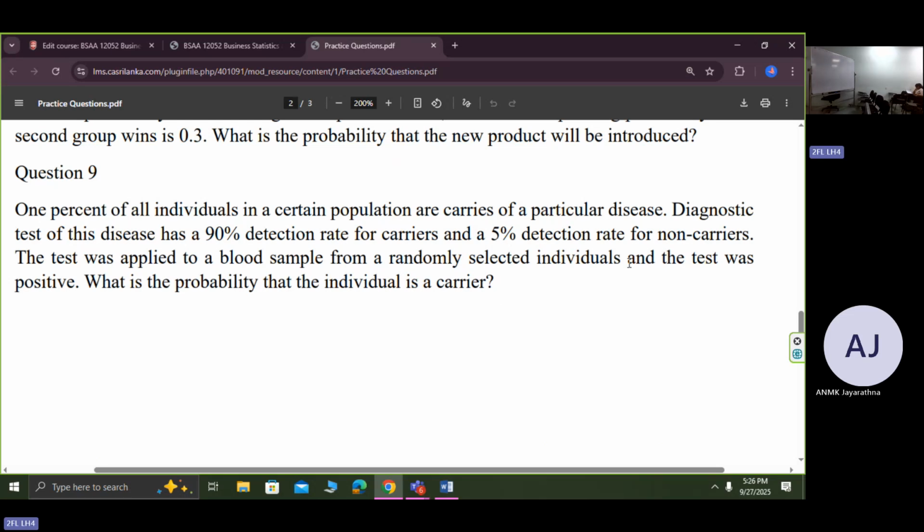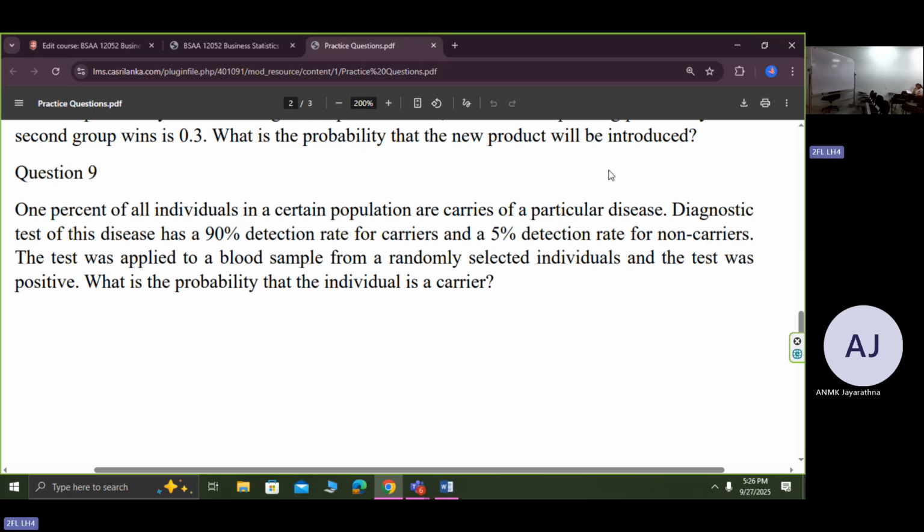It's clear? Okay, then this is the scenario given in this question. The test was applied to the blood sample from a randomly selected individual and the test was positive. What is the probability that the individual is a carrier? Okay, then they did the diagnostic test using the blood sample. Okay, then test was positive means what?